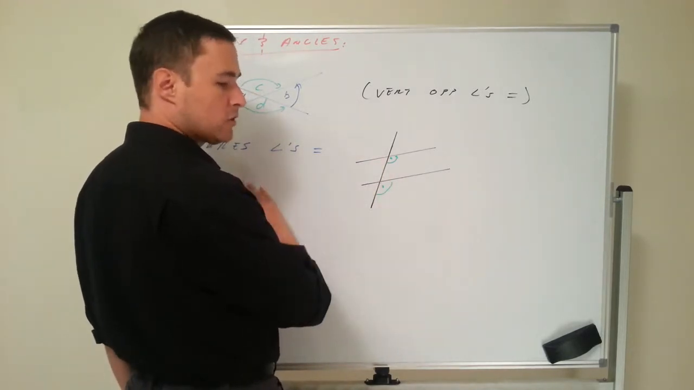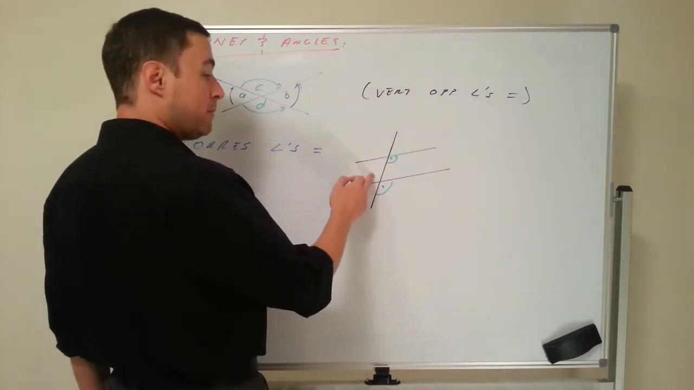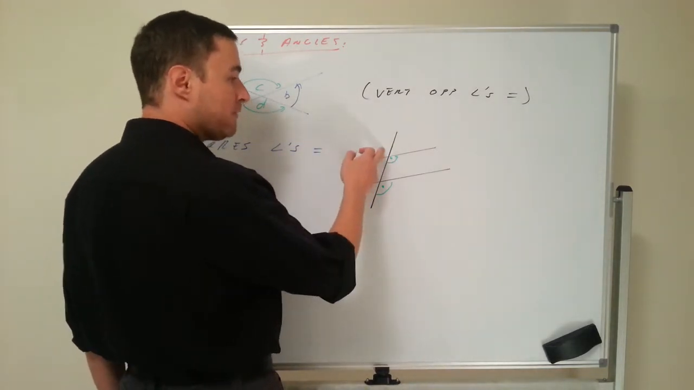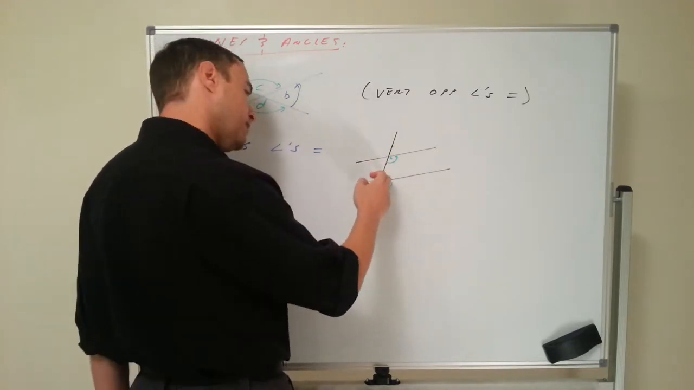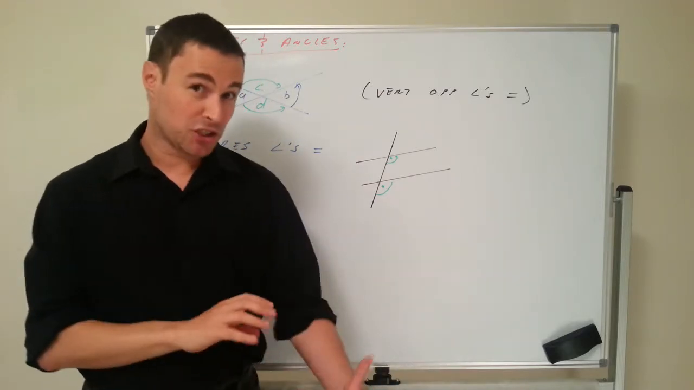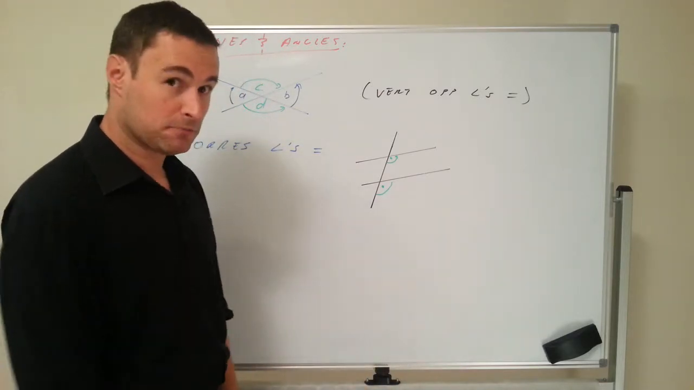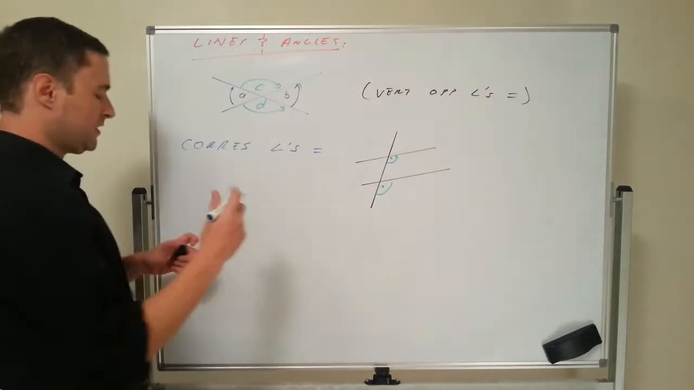There. Left of the transverse, below the parallel. Or above the parallel, left of the transverse. Above the parallel, right of the transverse. Yeah. So it's a corresponding position. So identify their positions, and then you can see them. I'm going to show you another way to remember it in a second. But let's just finish the rest of these.